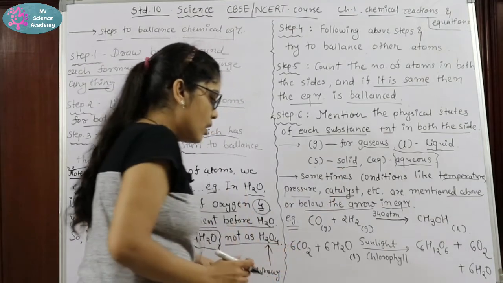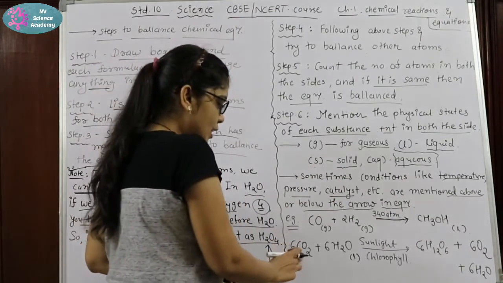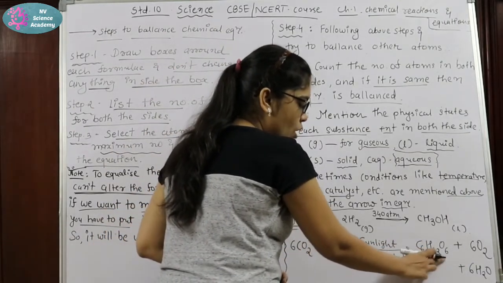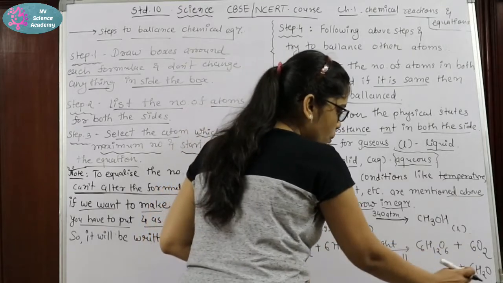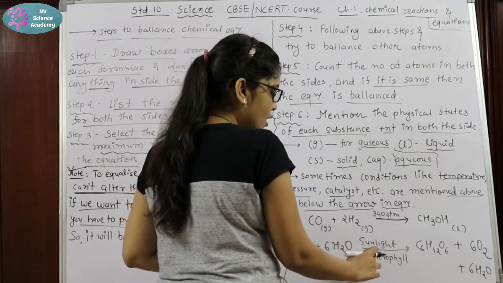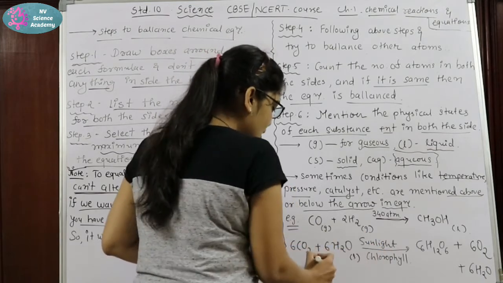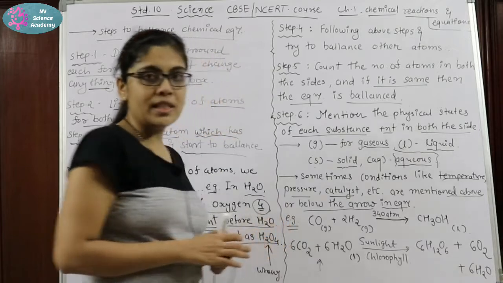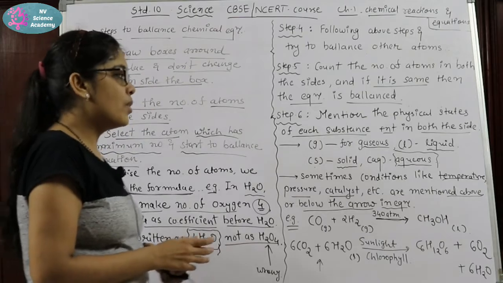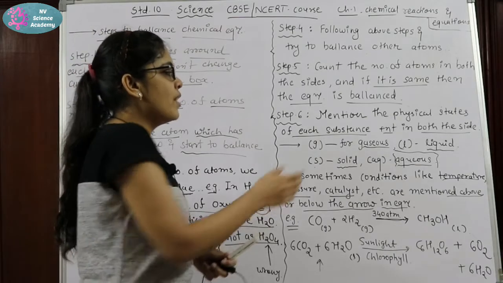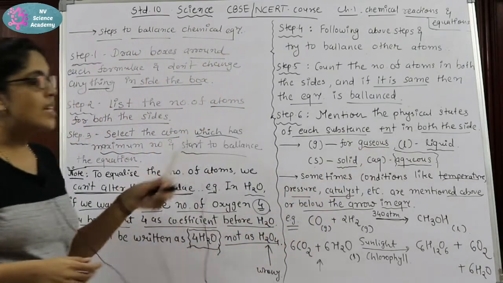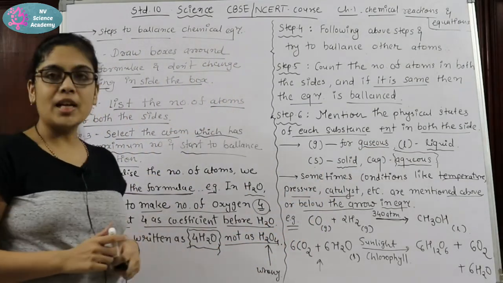And the second example is 6 CO2 plus 6 H2O and it gives glucose, C6H12O6, plus 6 O2. This reaction undergoes sunlight and in the presence of chlorophyll. This is the example of the photosynthesis reaction. So these reactions are examples where we apply conditions like temperature, pressure and catalyst. So these are the steps to balance the chemical equation.